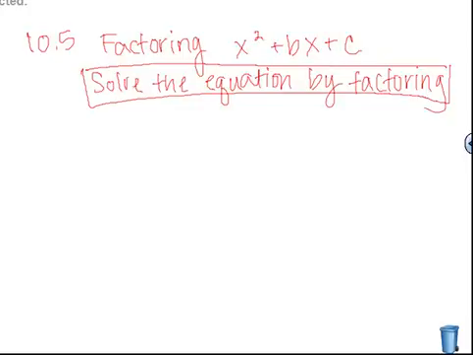So I'm going to start with 10.8, and what we did in this journal is we made sure we wrote down each section and what it was called. So 10.5, as you can imagine, would be about factoring x squared plus bx plus c.